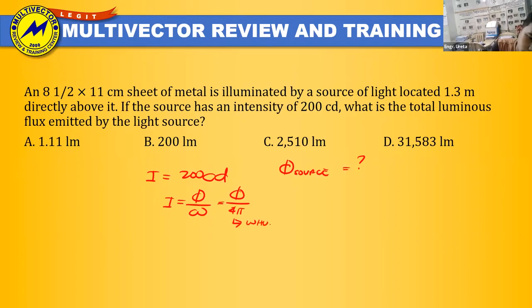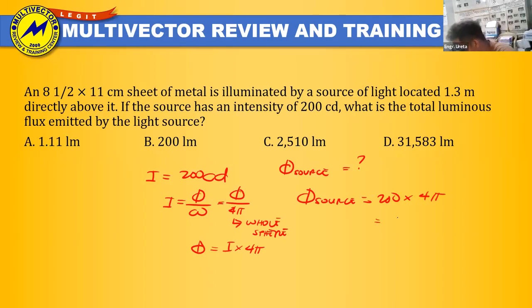Flux per unit solid angle is just 4 pi for a full sphere, considering the whole luminous body. Therefore our flux is just equal to intensity times 4 pi. The flux emitted by the source is our intensity 200 times 4 pi, which is approximately 2,510 lumen. So letter C.